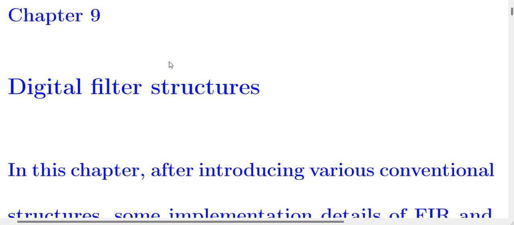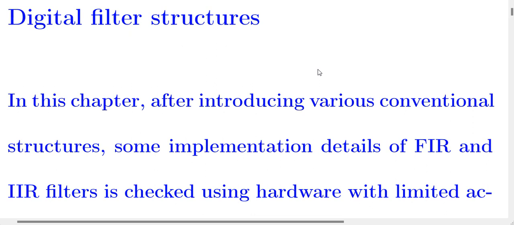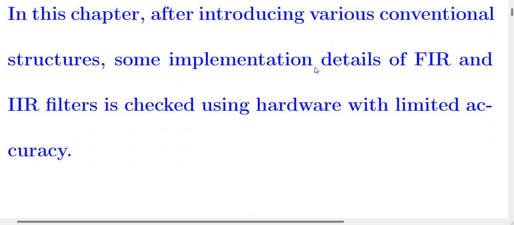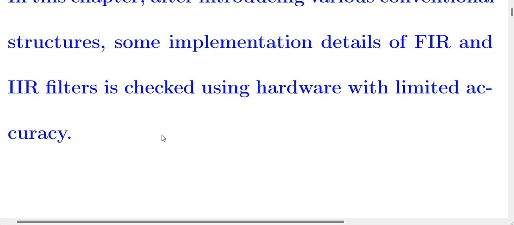Chapter 9, Digital Filter Structures. In this chapter, after introducing various conventional structures, some implementation details of FIR and IIR filters are checked using hardware with limited accuracy.